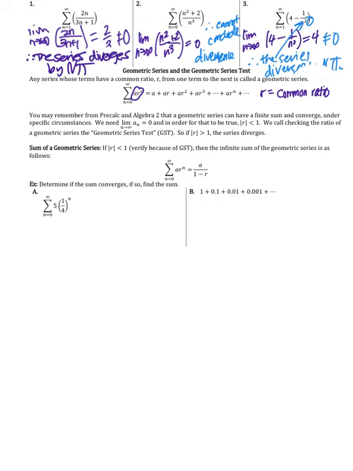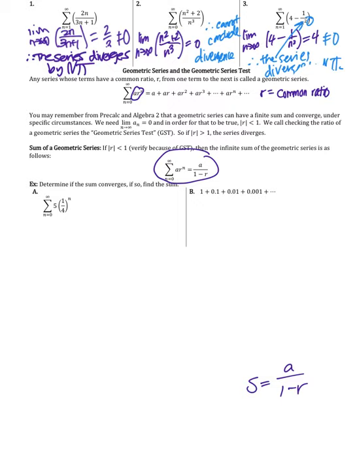So you may remember from pre-calc and Algebra 2 that a geometric series can have a finite sum and converge under certain circumstances. We actually learned a formula way back when. It may look kind of familiar. The sum of the infinite series is a over 1 minus r, which is also right here. It is possible to find the sum of an infinite series. And again, you did this in Algebra 2 and in pre-calculus, only under certain circumstances. So let's talk about what those circumstances are.